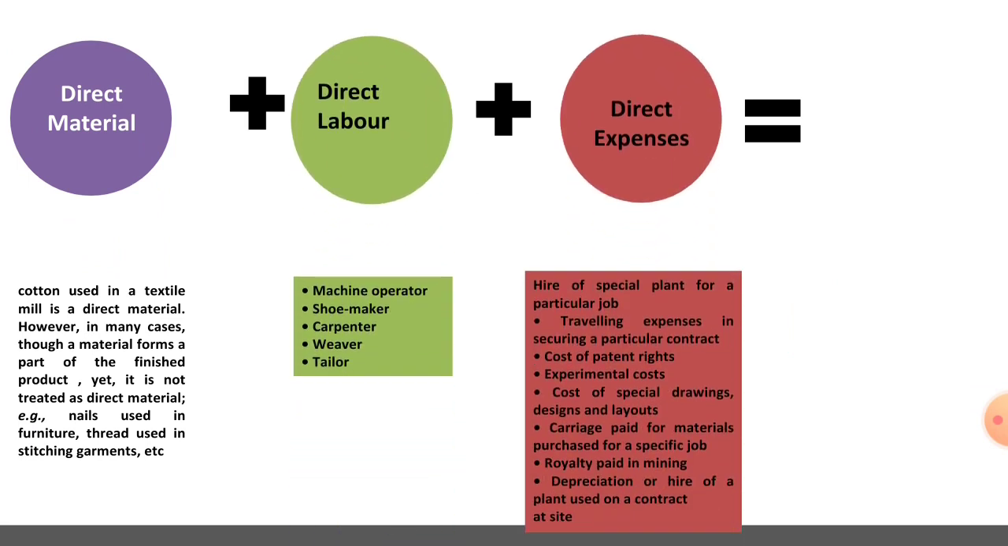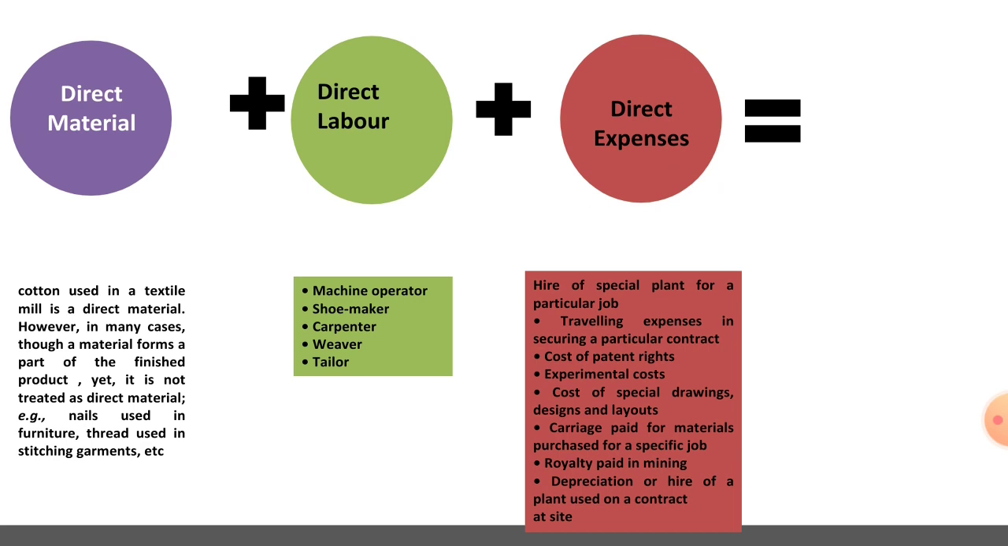In the direct material, before you calculate the direct material, you should take into account the opening stock of raw material. To that opening stock, you have to add purchases which are made while purchasing the raw material, plus carriage on purchases. And from that, we have to minus the closing stock of raw material so that we can arrive at the cost of material consumed.